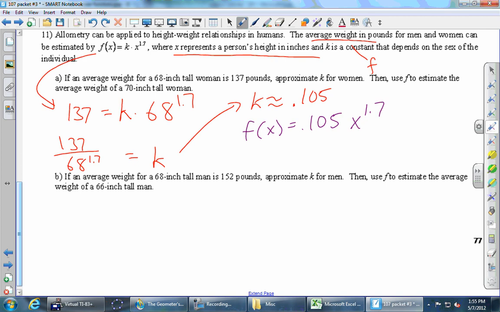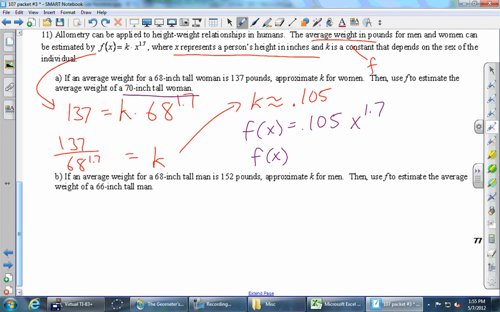That's the K for women, not just for this particular woman, but for all women. The value of K is 0.105. So we can now use this formula to estimate a woman's weight based on her height. So for example, if I tell you that I have a 70-inch tall woman, let's see if we can predict what the weight is.